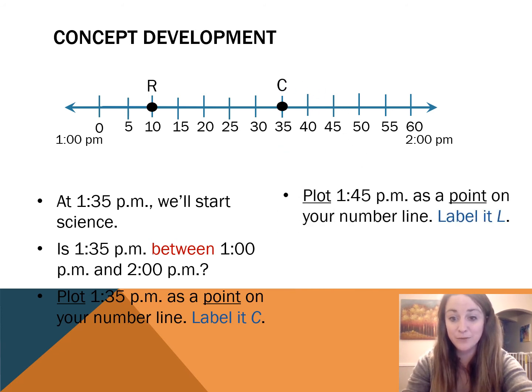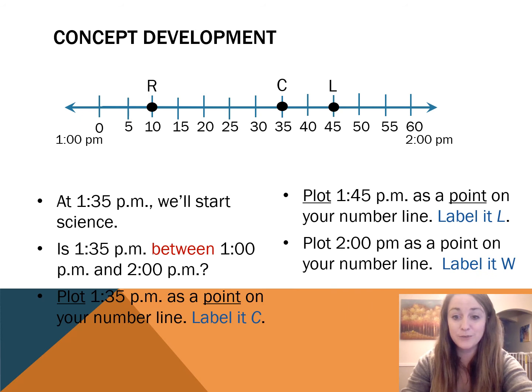Now let's plot 1:45 as a point on our number line. Label it L. Plot 2 p.m. as a point on your number line. Label it W. Can we plot 2:05 or 12:55 on this number line?